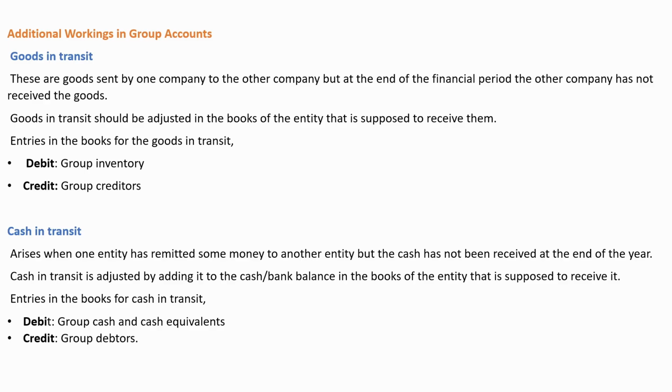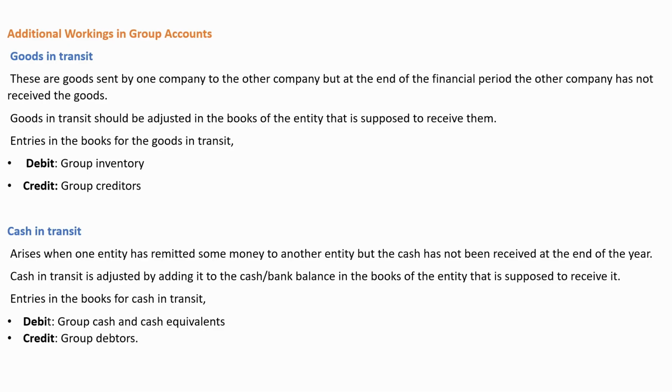Then the one who is supposed to receive the cash is supposed to debit their cash book, but they have not debited their cash book. So during your adjustments, you're going to debit the cash and the cash equivalent. Then you credit group debtors. So a simple way to remember this: assume a debtor has paid you.